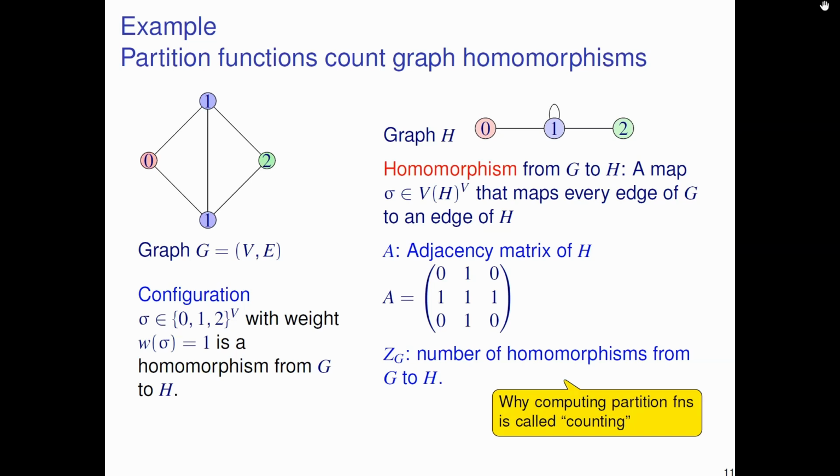Okay, now let's go to our normal partition function framework. So what's a configuration? A configuration gives every vertex 0, 1, or 2, a row or column of this matrix. What's its weight?